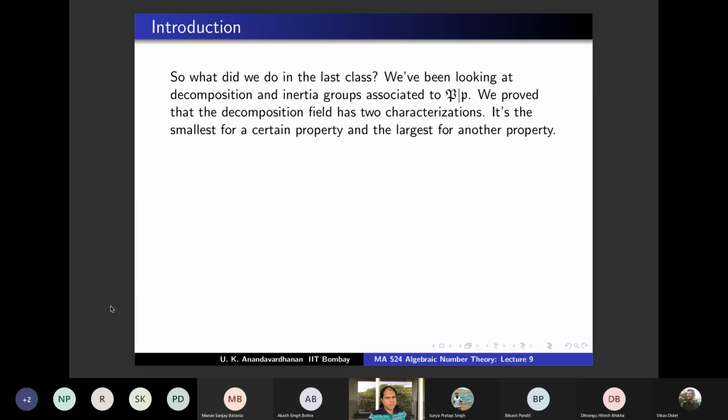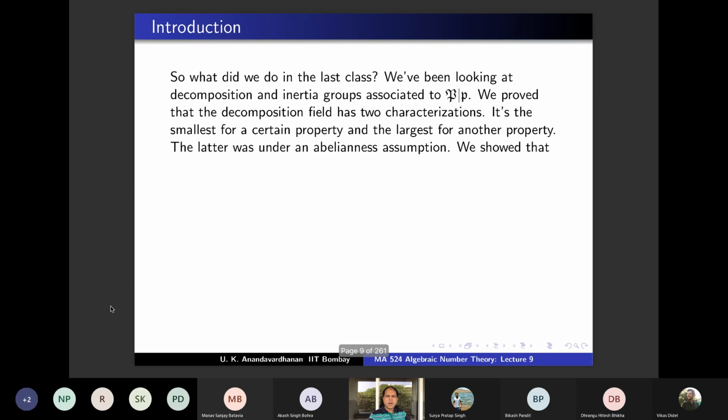This was in the last class. The keyword here is splitting completely. We introduced primes splitting completely. And for this last property, we did not do it in general. We assumed that the Galois group is abelian, so this was proved under an abelianness assumption. Then this is the maximal subextension such that the prime below splits completely. The decomposition field is with respect to that prime, and it is the maximal field for which P splits completely in that field.